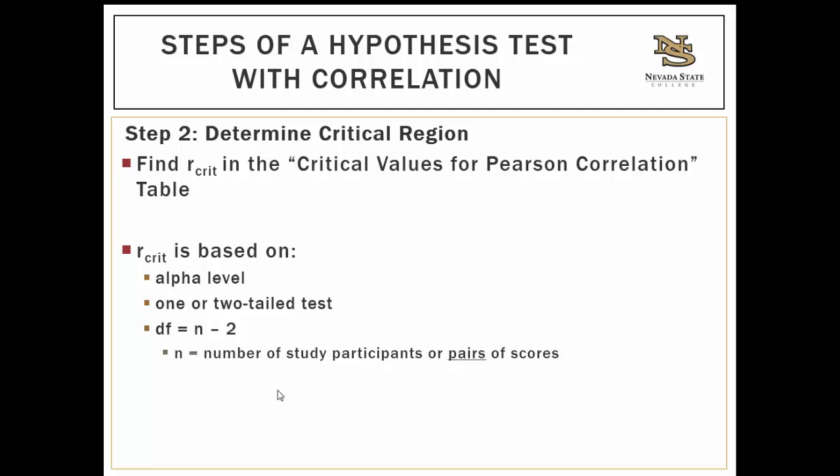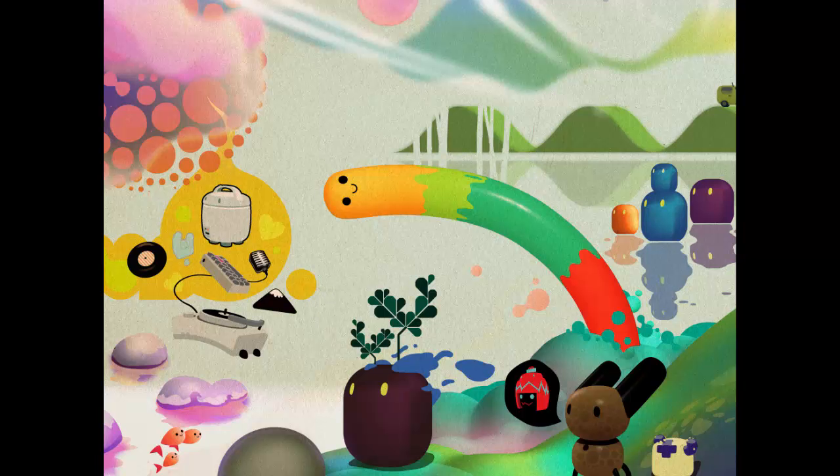If you expect a positive relationship and it's a one-tailed test, then your critical region is on the right side of the distribution, representing the extreme right tail. And then if you have a two-tailed test, you're going to have the two tails on either end of the distribution. So let's talk a little bit about finding the critical values for the Pearson correlation. Let's go ahead and look at that table and I'll show you what's within it.